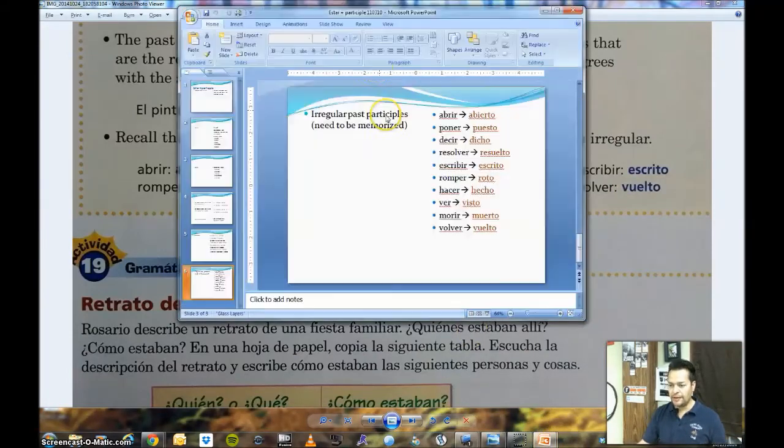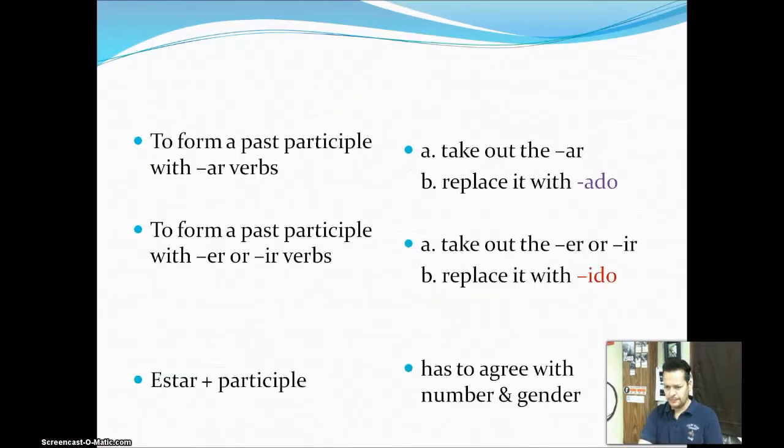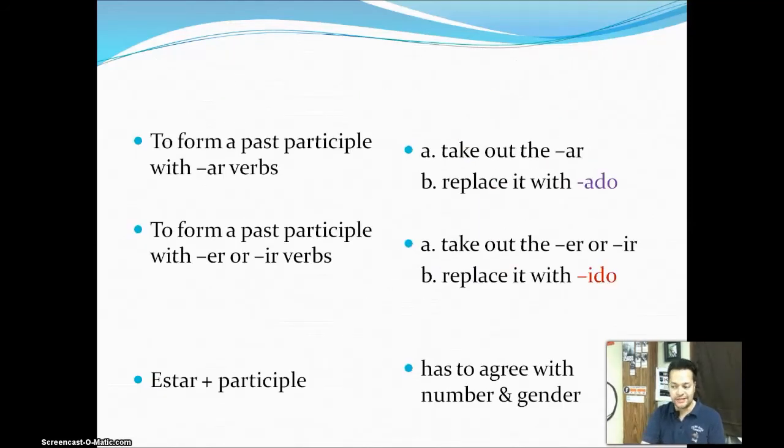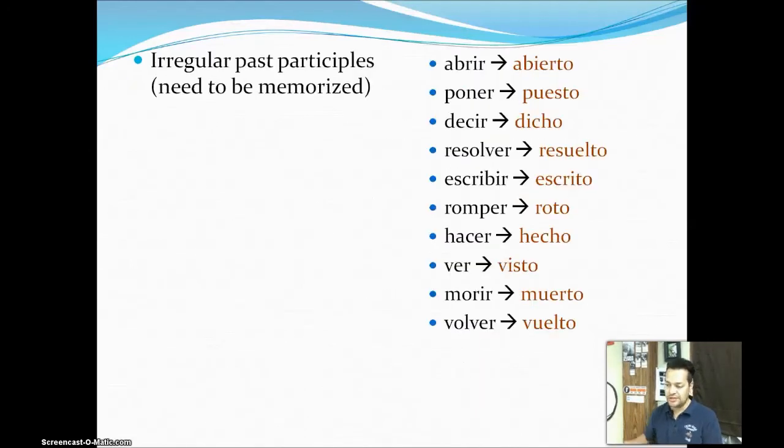I do have a PowerPoint for this particular lesson. I'm not going to show you the whole thing, but I do need to show you a couple of key slides here. To form a past participle with AR ending verbs, remember, drop the AR, replace it with ADO. If your Spanish infinitive ends in ER or IR, make sure that you replace it with IDO, okay? But again, these are the ones that are irregulares, so you cannot do this with these ones that you see right here, okay? They have their own rules and they have to be memorized. There's no other way for you to get these down.